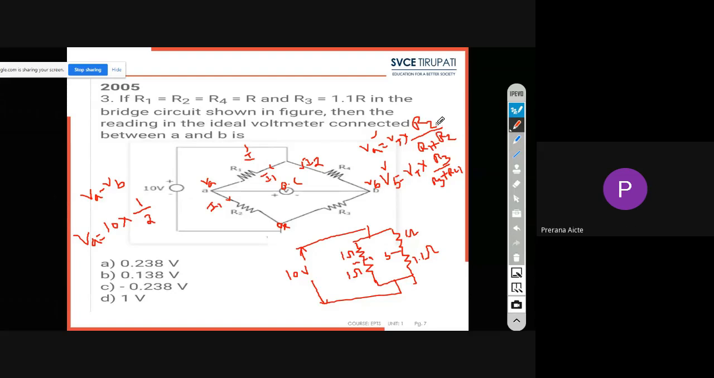10 into 1 by 2. Yes, R2 is 1, 1 plus 1 is 2. We can get how much voltage? 5 volts. Is it 5 volts? Yes or no? What is VB? 5.